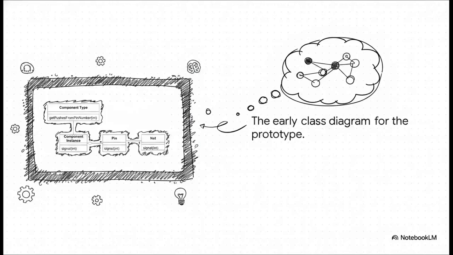Well, we started writing code. This was the early class diagram for the prototype we built, and you can see it clearly: the component type, the instance, the pin, and the net. Every single term we had argued over and refined at that whiteboard had become a literal construct in our code. The model and the implementation were now firmly, tightly bound together.